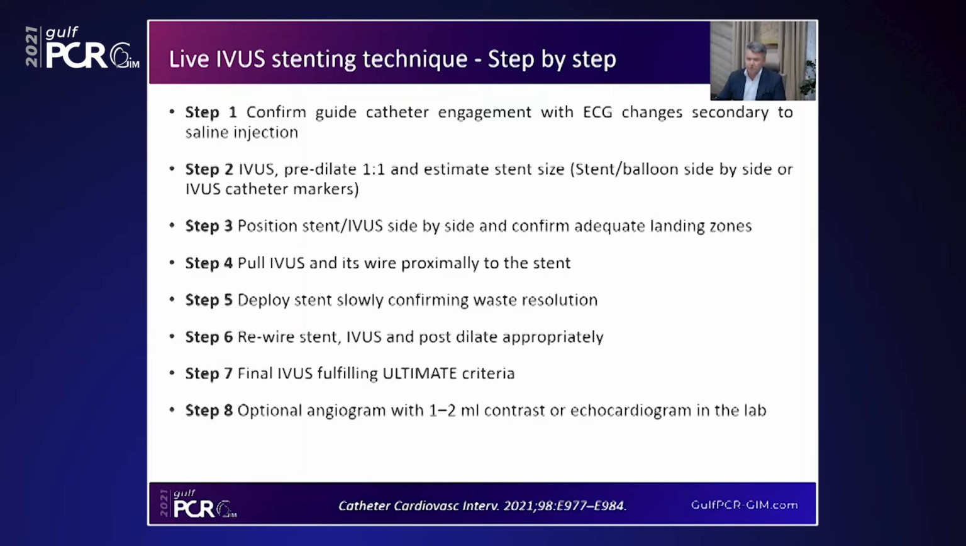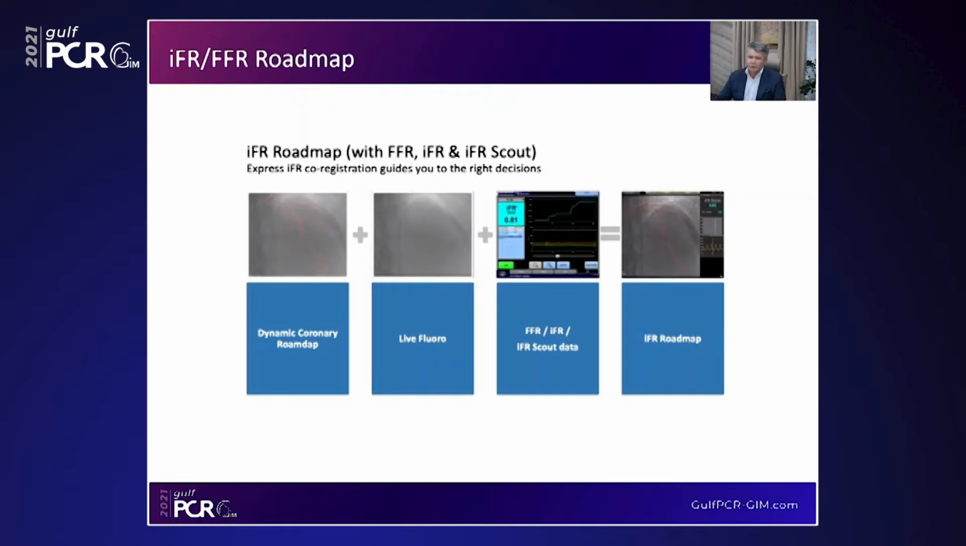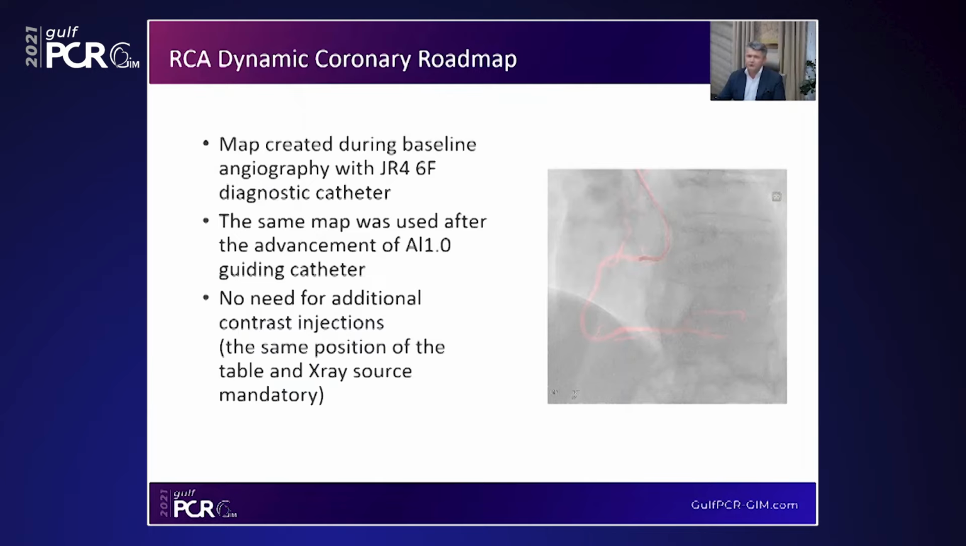So as you see, even optionally as step number 8, you can use just 1 or 2 milliliters of contrast, or even echocardiogram in the cath lab, to be sure that your result is a good one. Moreover, as I said, you have also some opportunities with the new generation angiograph using dynamic coronary roadmap. Moreover, you can use the combination of the dynamic roadmap, the fluoro, the co-registration and combination of the angiogram, and you can use the combination with the ultrasound and physiology assessment, which is intracoronary.